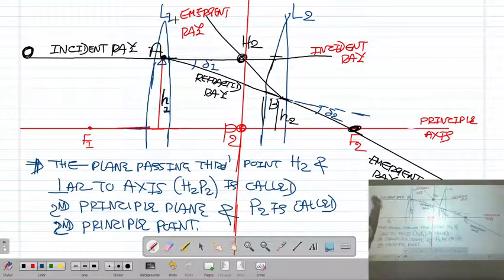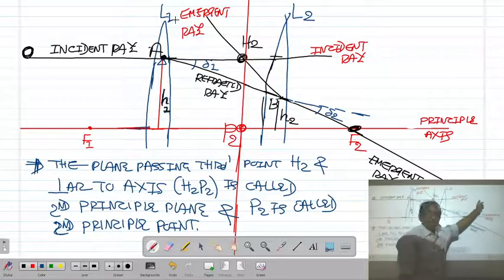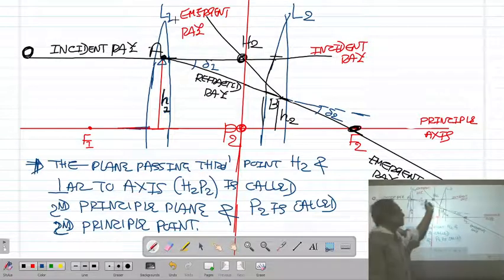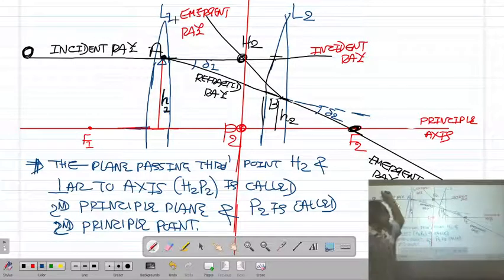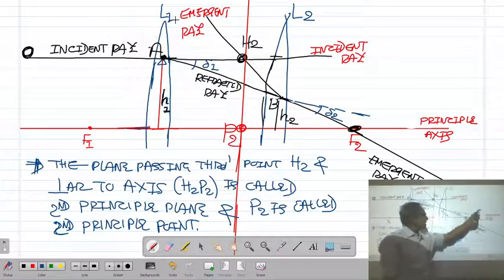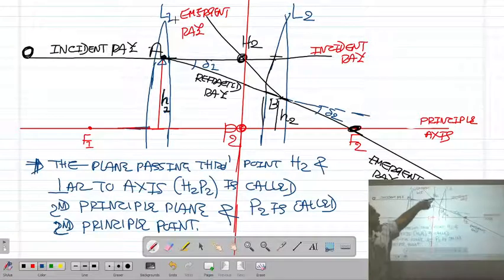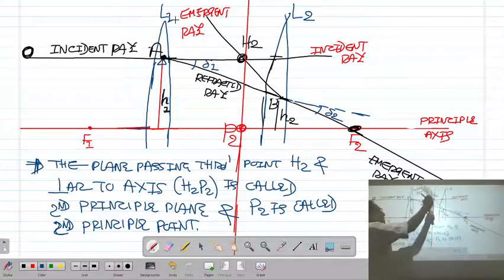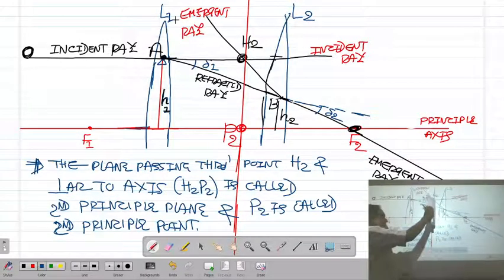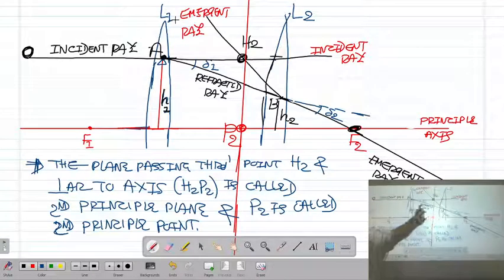If I extend the incident ray in forward direction and the emergent ray BF2 in backward direction, both are meeting at point H2. The plane passing through point H2 and perpendicular to the axis, H2P2, is called the second principal plane, and the point P2 on the principal axis is called the second principal point.